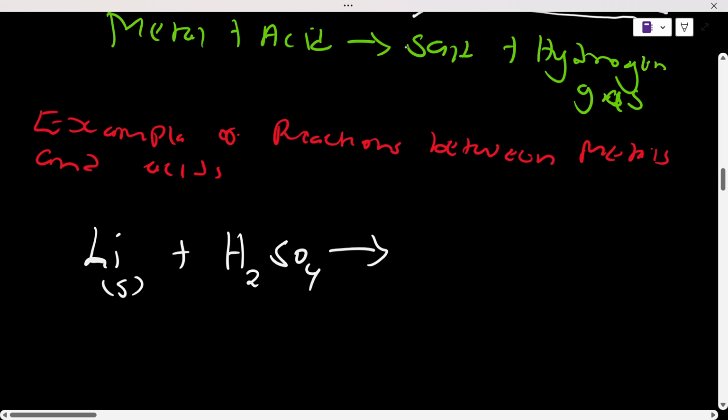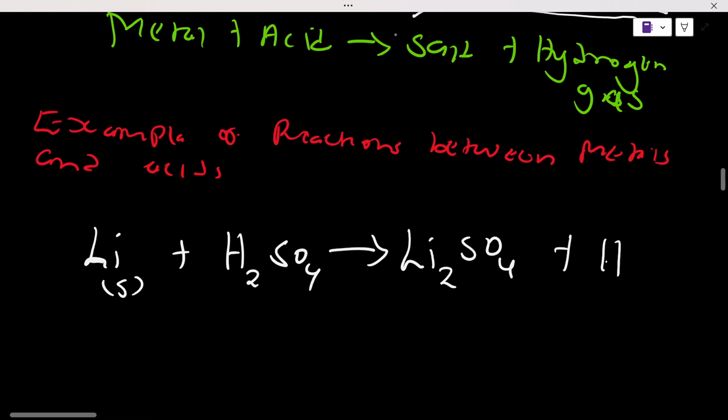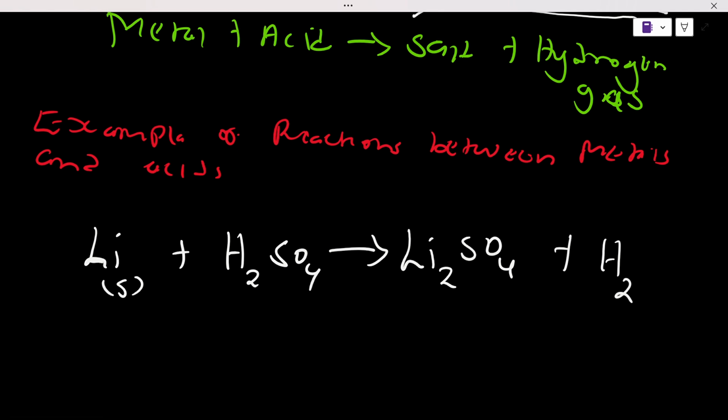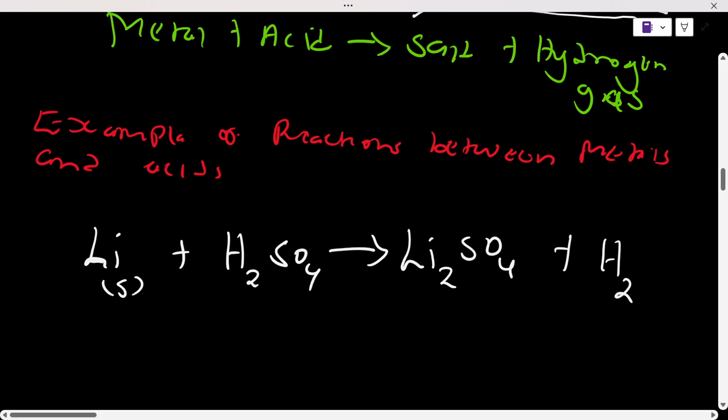So the sulfate I'm going to form looks like this. It's going to be Li2SO4 plus hydrogen gas. Now we are supposed to balance it, and to balance it we must come up with a number.